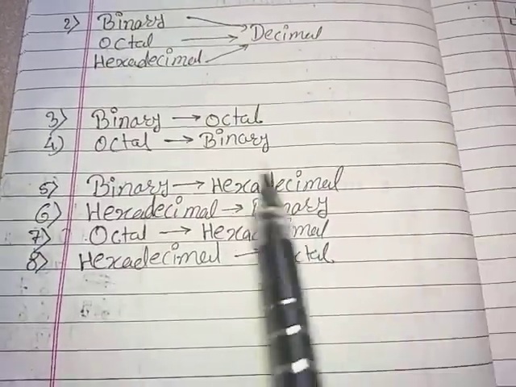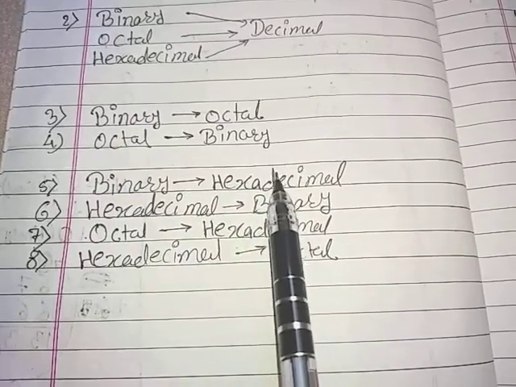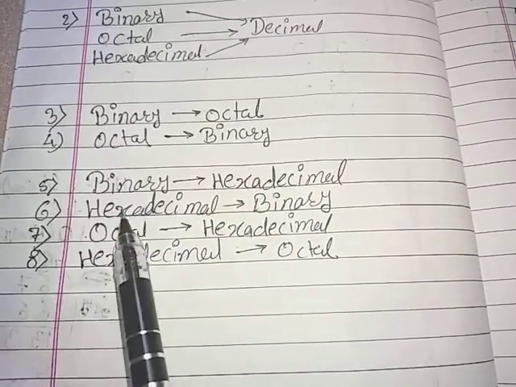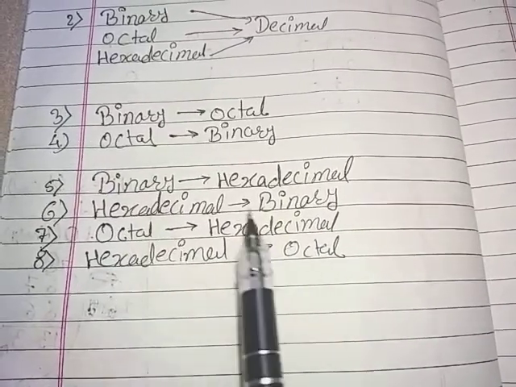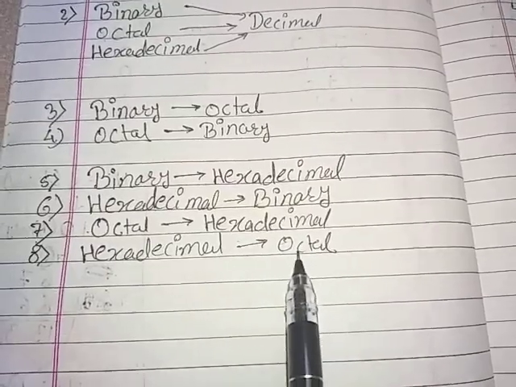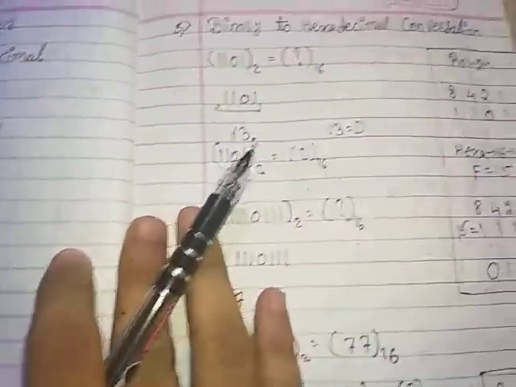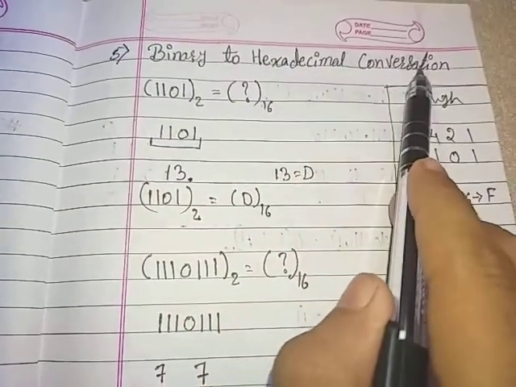In today's lecture we are going to learn how to convert binary number system into hexadecimal number system, hexadecimal number system into binary number system, octal number system into hexadecimal number system, and hexadecimal number system into octal number system. So let's start the lecture with binary to hexadecimal conversion.